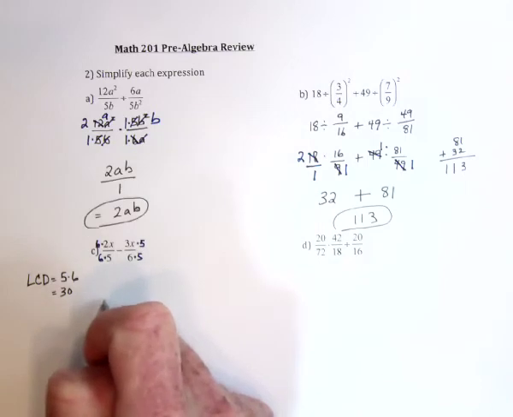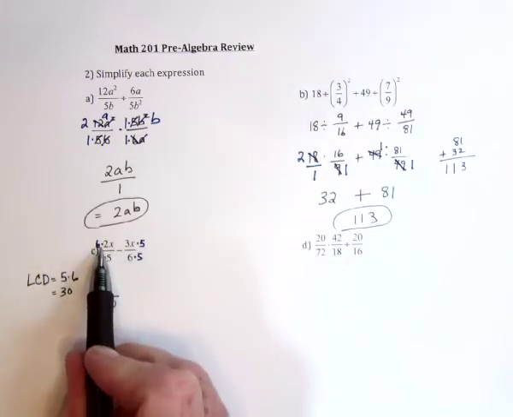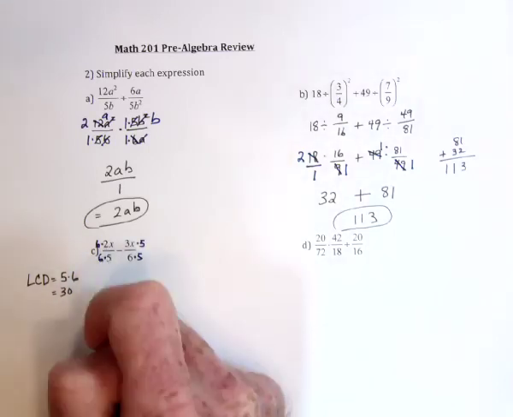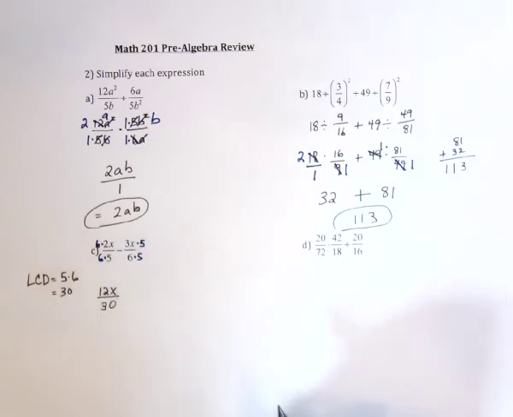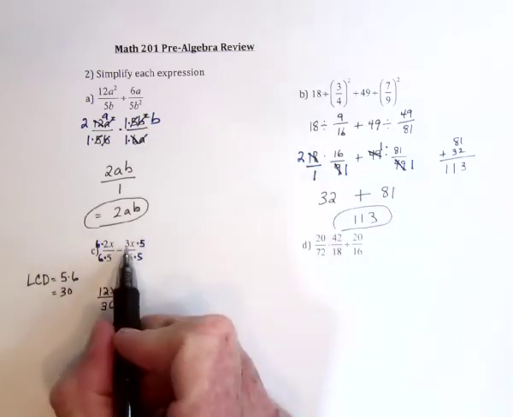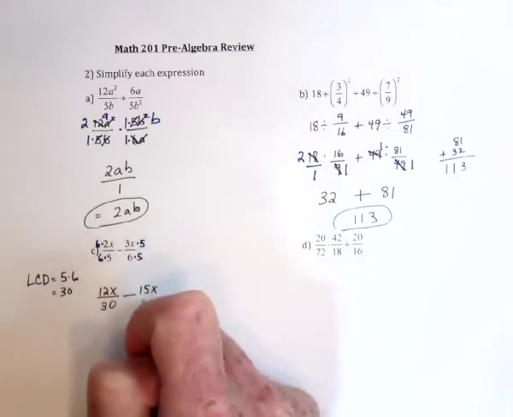So this first fraction is now over 30, then multiplying these two, 6 times 2 is 12, and the x just stays there. And then it's subtract, and this one is 3 times 5 is 15, and the x just stays there.